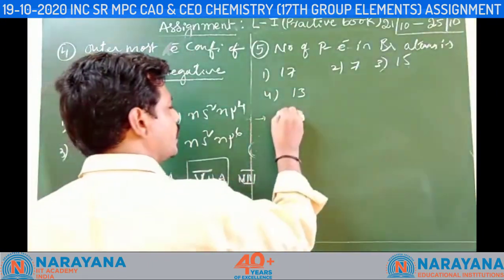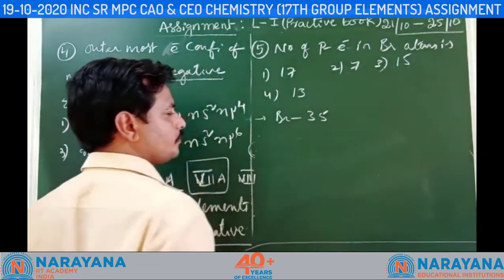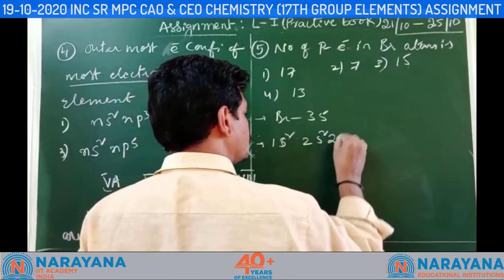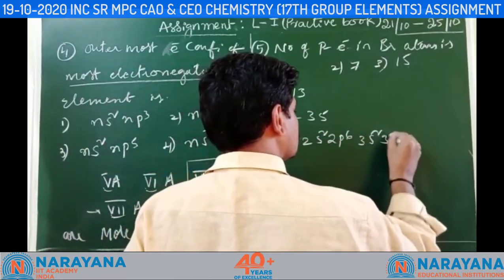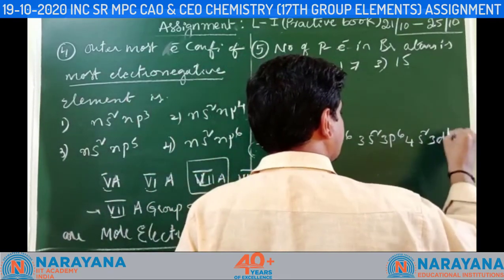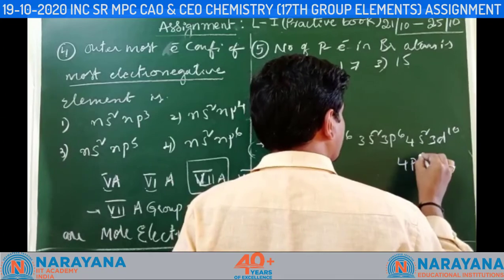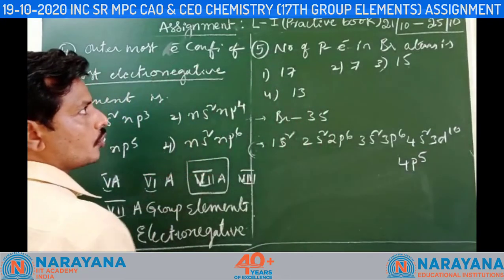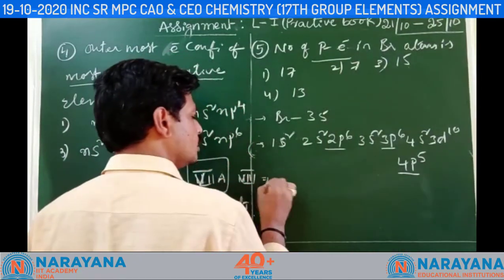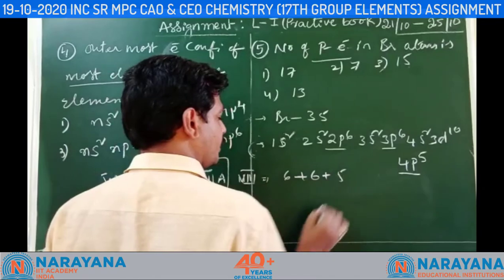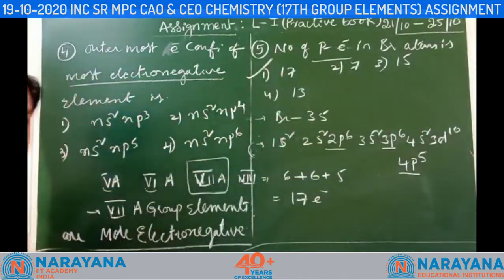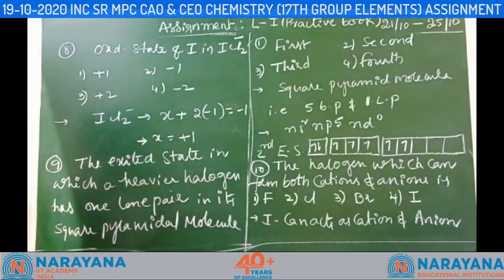Now, the bromine atomic number is 35. Electronic configuration: 1s2, 2s2, 2p6, 3s2, 3p6, 4s2, 3d10, 4p5. So, what is asking? P electrons is asking. Here, total 6 plus 6 plus 5, nothing but 17 electrons. First one is that answer. Okay, come to know the next bit.